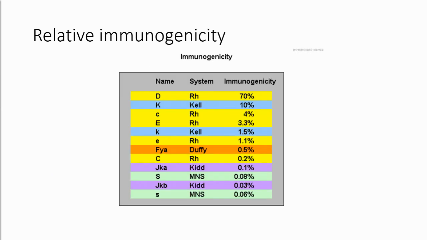Finally, this table shows relative immunogenicity of particular antigens. For example, the chance of developing an anti-D antibody if you are a rhesus negative individual who is transfused with rhesus positive cells is estimated to be upwards of 70%. As you can see, the chances of an immune response to other antigens is notably less, but nevertheless possible.